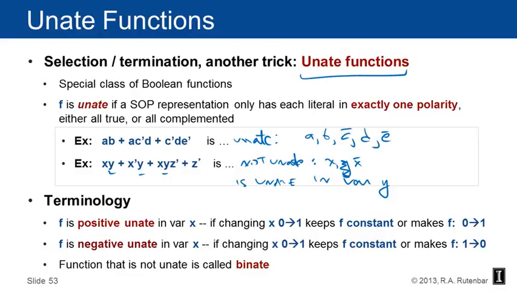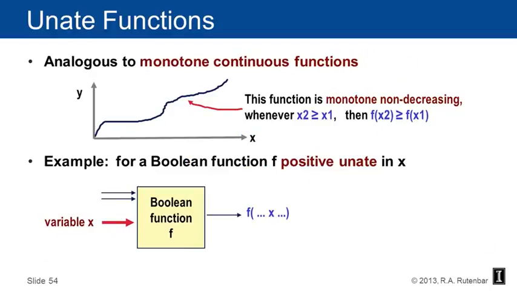If changing the value of the variable from 0 to 1 keeps the function constant or makes it increase, go up, 0 to 1. And it's negative unate if changing that value of x from 0 to 1 keeps the function constant or makes the value of the function go down from 1 to 0. And a function that's not unate is called binate. And it's sort of an analogy that I think is helpful here.